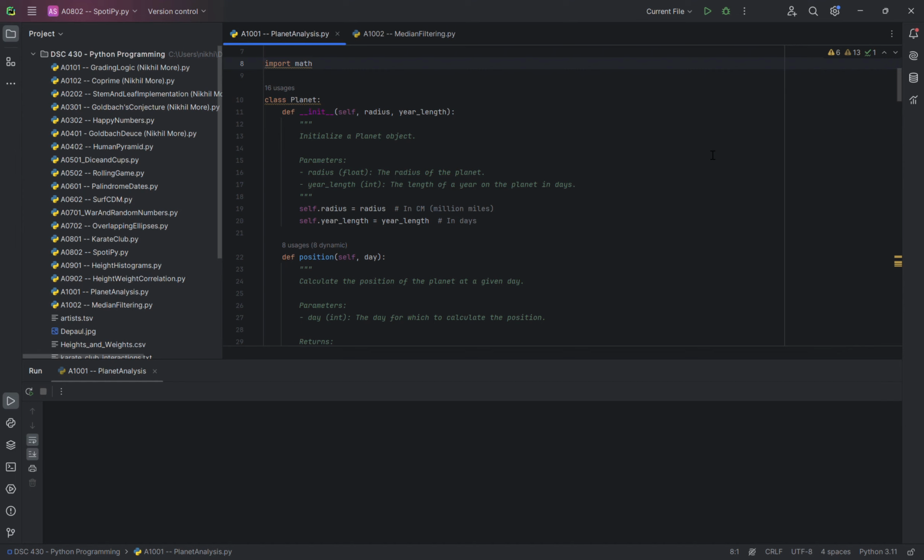Our position function calculates a planet's position in its orbit based on the day of the year. It uses trigonometry, specifically the sine and the cosine function, to determine x and y coordinates of the planet. Assuming a circular orbit, the distance function then uses these coordinates to calculate the Euclidean distance between any two planets, applying the Pythagorean theorem. These functions are fundamental for simulating the planet's movements and interactions over time.